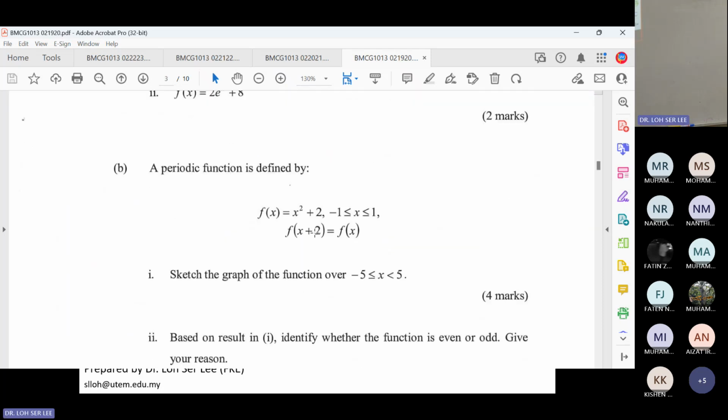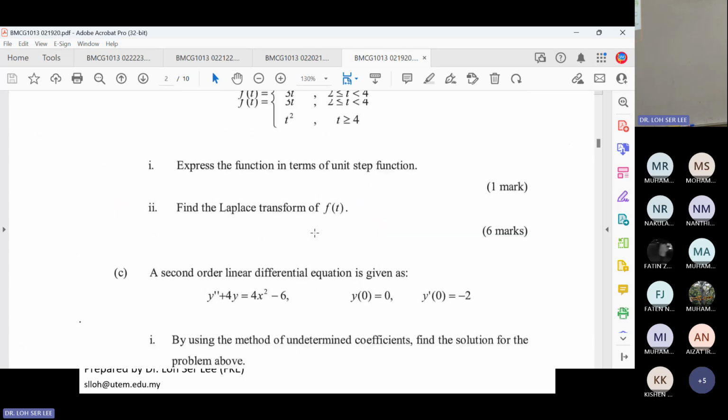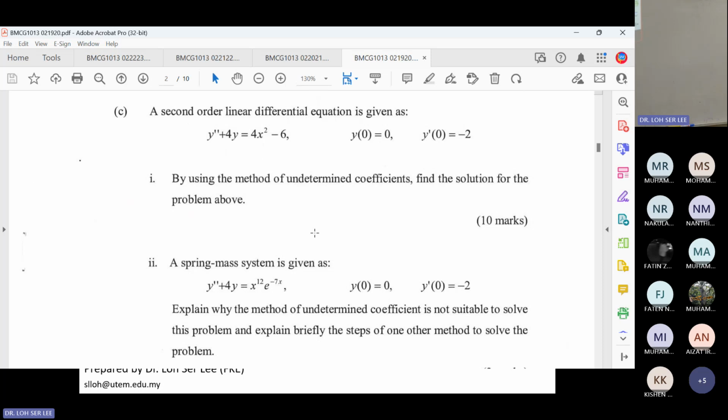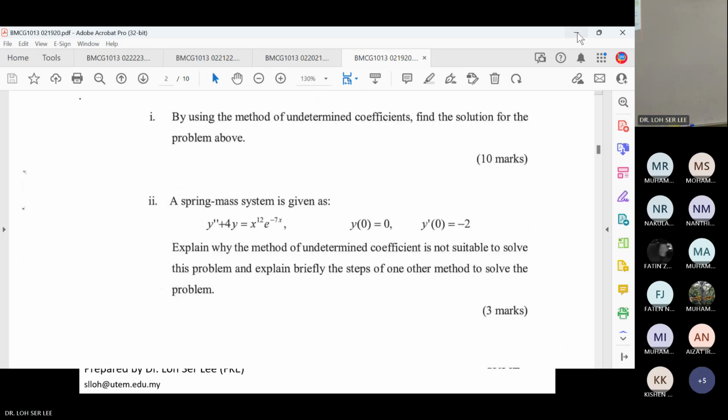This one is a little bit different because this is during the time of the online exam. So we just refer to the conventional one.